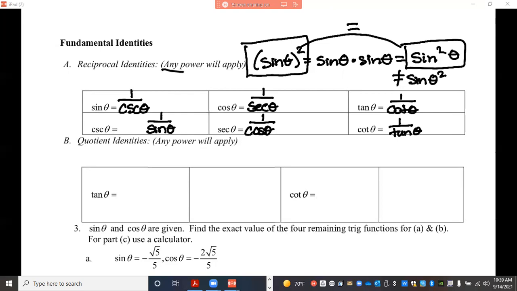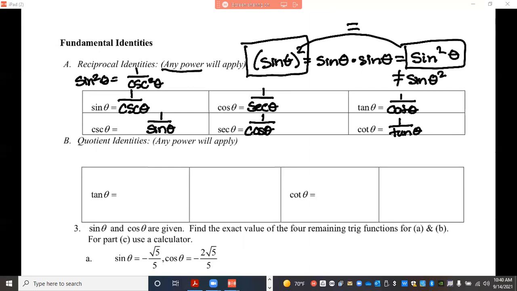Now, when they say any power applies with these particular identities, what this means is that I could take the sine squared theta and it would be equal to 1 over cosecant squared theta. So it will apply if you're dealing with sine or your other trig functions raised to higher powers. Quotient identities, we use these quite a bit.